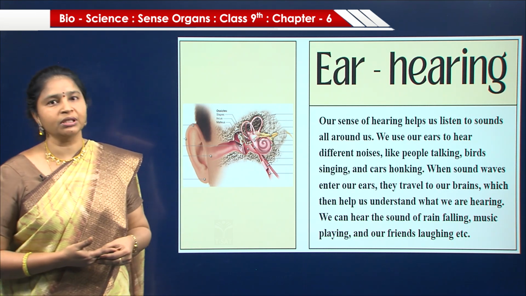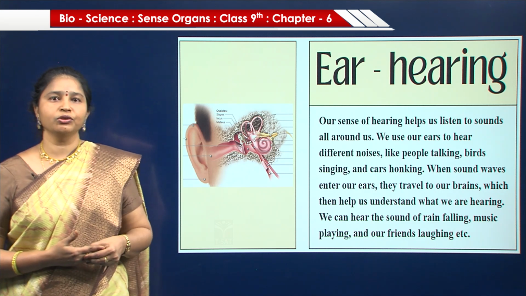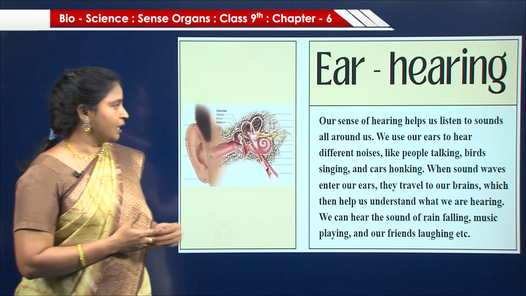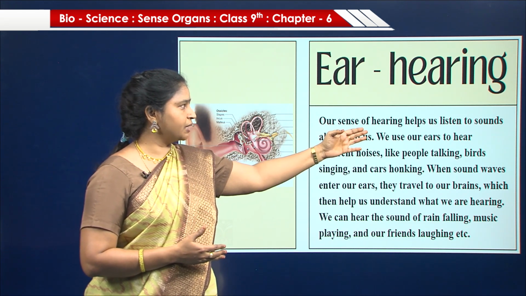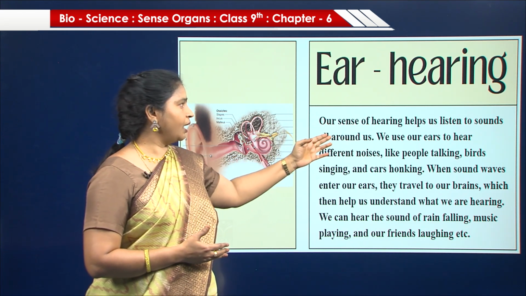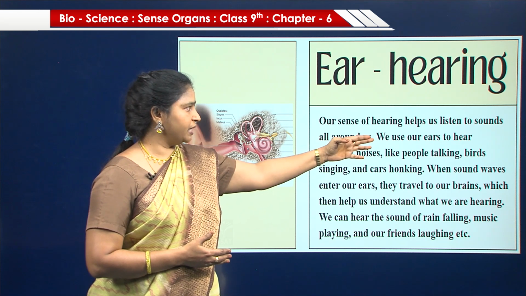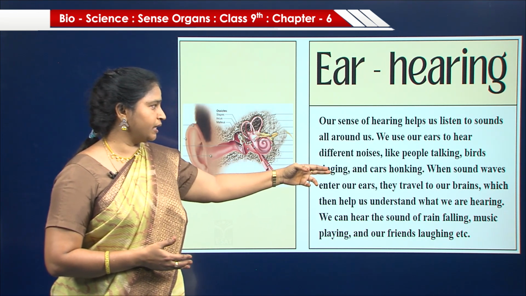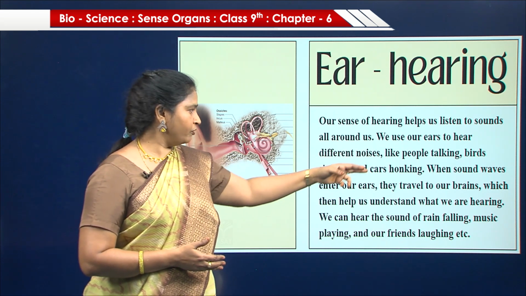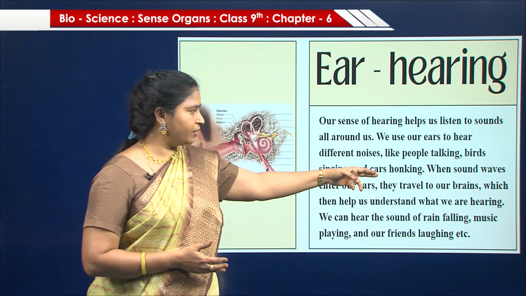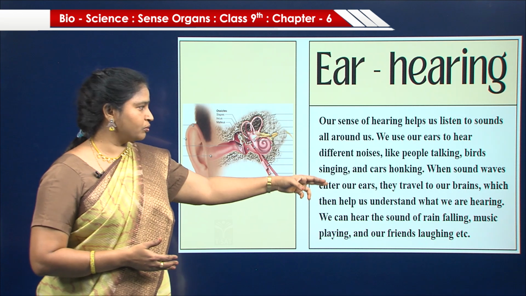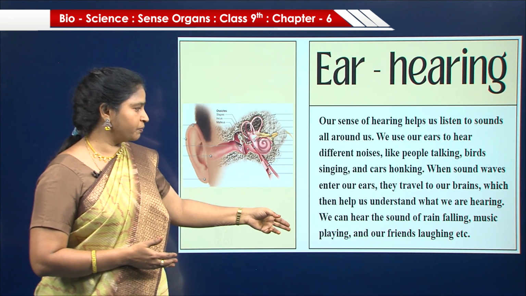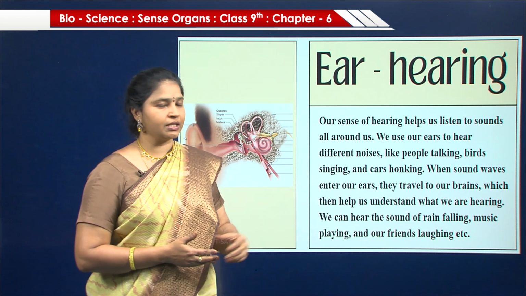So, what is the use of the ear? The ear is useful for hearing things, hearing sounds. Our sense of hearing helps us listen to sounds all around us. We use our ears to hear different noises like people talking, birds singing and cars honking. When sound waves enter our ears, they travel to our brain, which then helps us understand what we are hearing. We can hear the sound of rain falling, music playing and our friends laughing, etc.